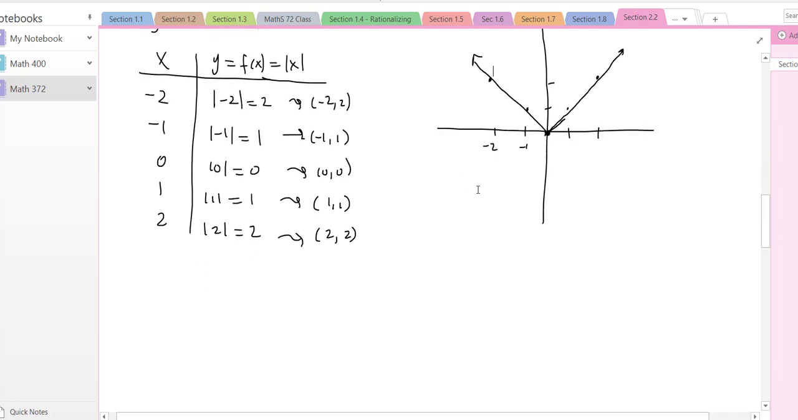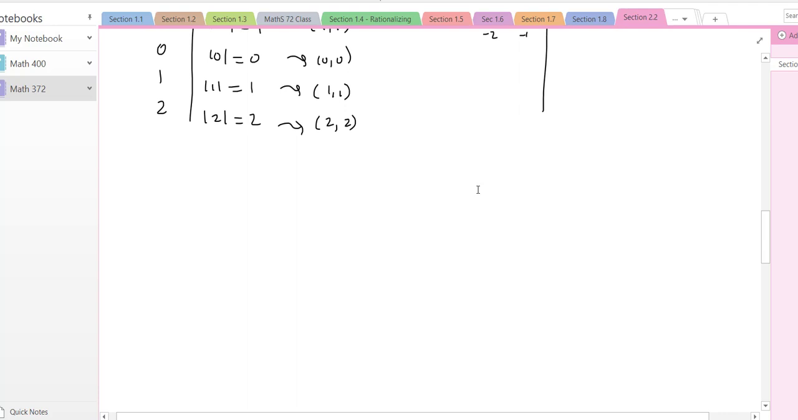Now the second way that you can do this is you can think of what the definition of the absolute value is. F of x equals the absolute value of x is actually a piecewise function. And when we think about the absolute value of a negative number, so when we said x equals -2, we said the absolute value of -2 is 2.